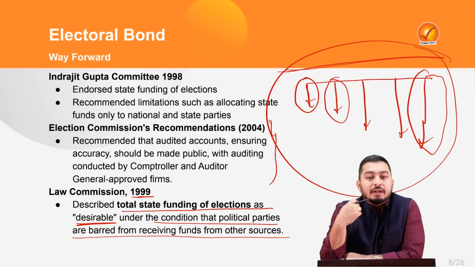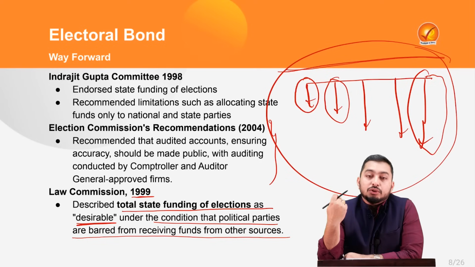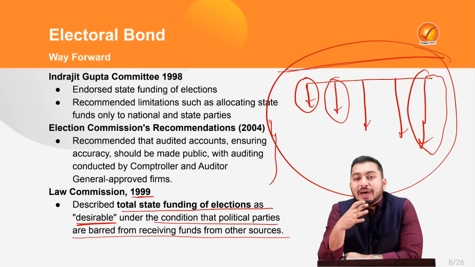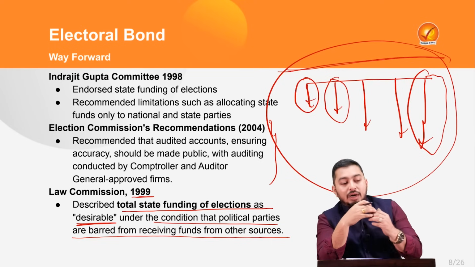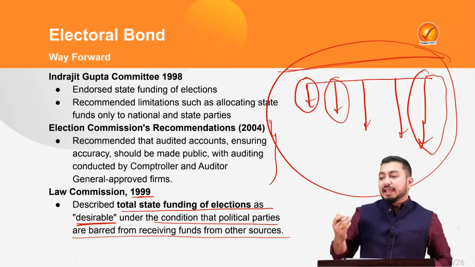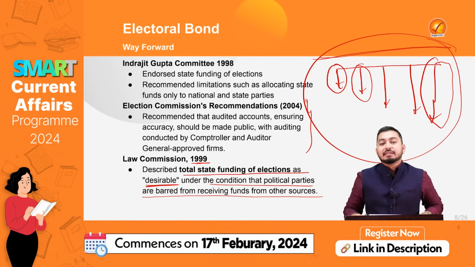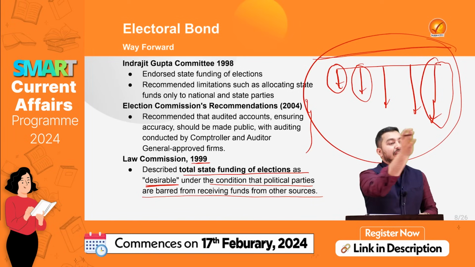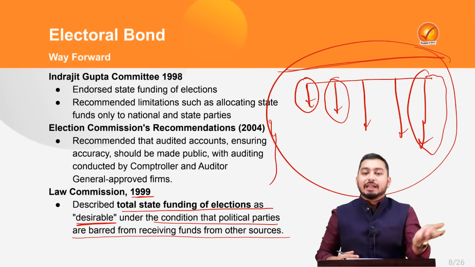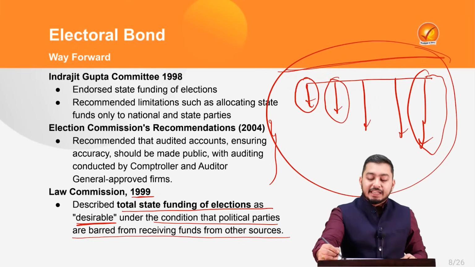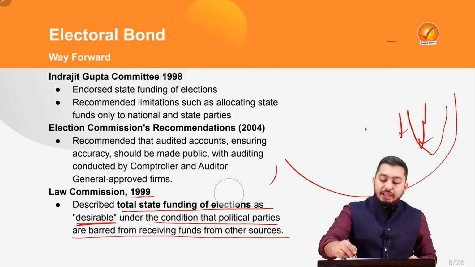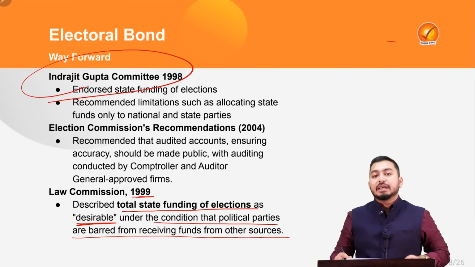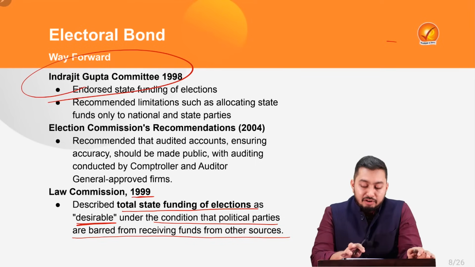And simultaneously there are other models. For example, Germany is going for state funding of elections. Some countries are going for partial funding. That means I will not give you funds, but essentially I may give coupons to all my citizens, and these coupons can then be submitted by my citizens to my favorite political party, who can then encash them. So such types of hybrid schemes can also be used, particularly in India, in accordance with the Indrajit Gupta Committee, where partial state funding has been called for.